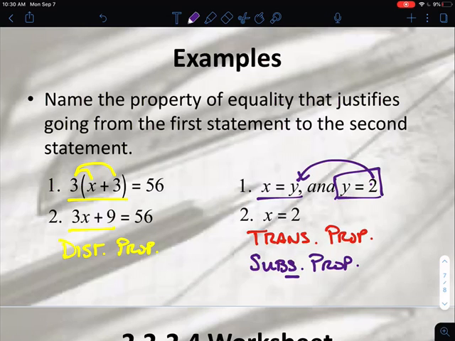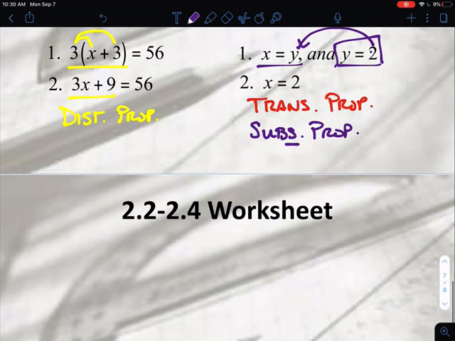Another thing here, just like with subtraction, if you're going to abbreviate, make sure you put the S at the end there so I know you're talking about substitution versus subtraction. So the abbreviations, make sure you're careful with those.